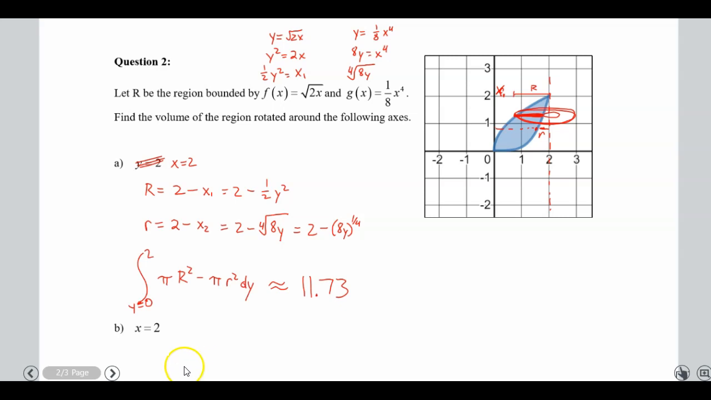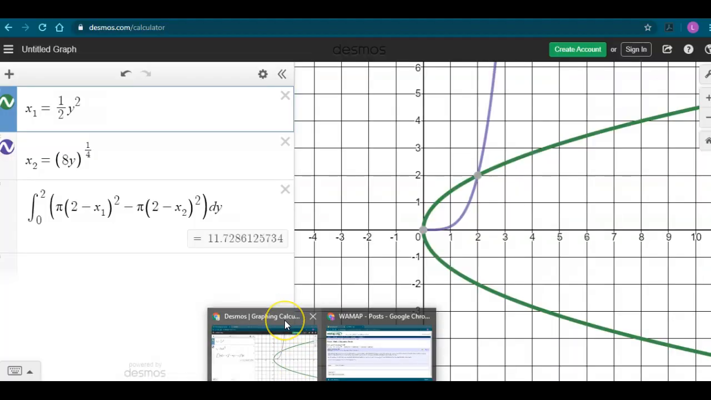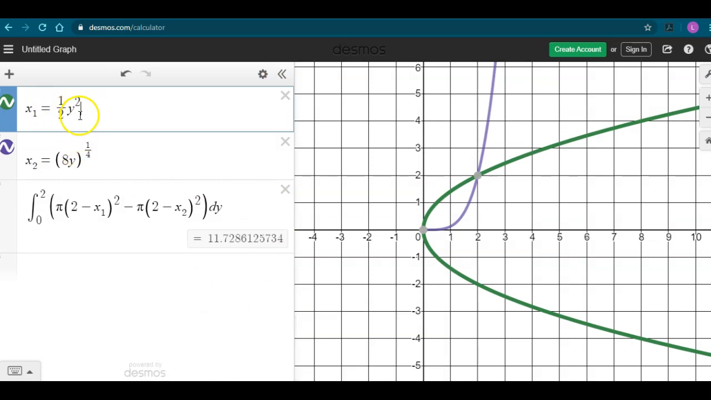All right, so hopefully you got 11.73. If you want to take a look at the integral, it should look something like this. Integral from 0 to 2 of pi times that 2 minus this 1/2 y squared. That's going to be the first, the big R, and then 2 minus that 8y to the 1/4. That's going to be the little r, both of those squared, and with the dy. So it should be about 11.73 if you round that off.